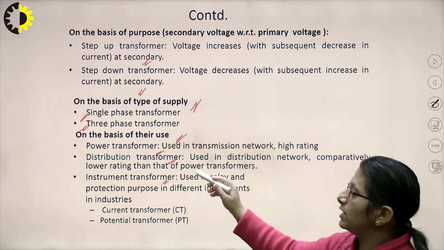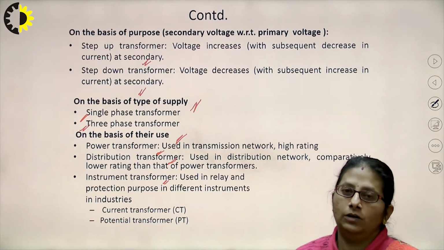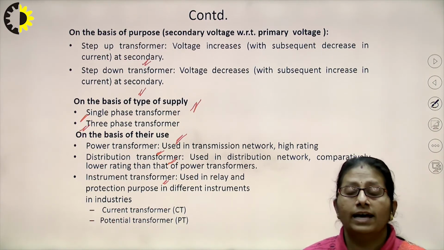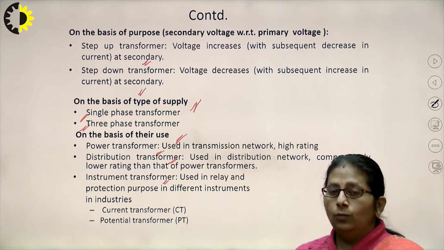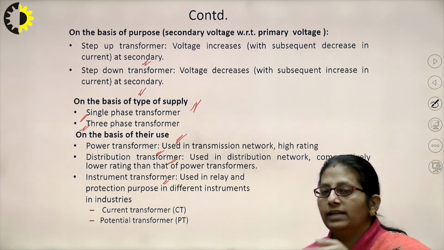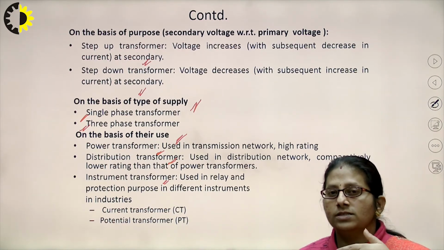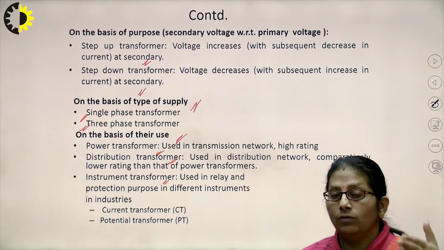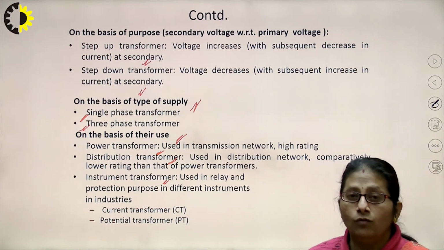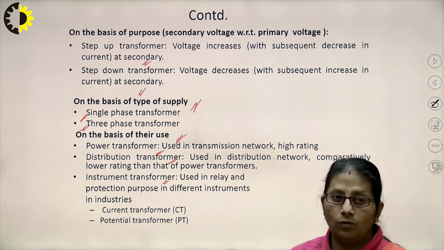Likewise, distribution transformers are the transformers used in the distribution network. Comparatively lower ratings than those of power transformers are used, because the transmitted voltages need to be distributed. So once again, step down transformers are applied over here. The transmission voltages are very high, we know 132 kV and so on. Those voltages need to be stepped down to either 440 volts or 220 volts, so I need to have these distribution transformers.